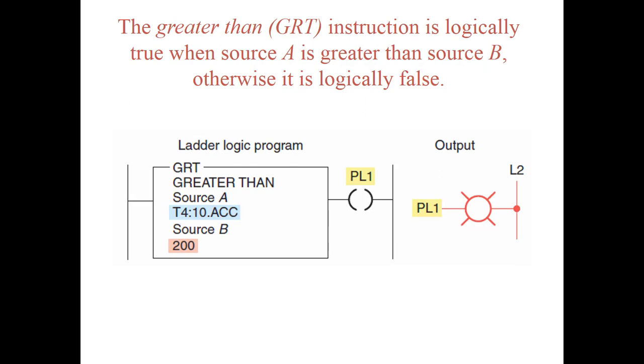Here is one where they just put the values in. There's no N7 file. Somewhere in the program there's a timer that we've turned on, and the timer is running 1, 2, 3, 4, etc., and it's going to time up to 200 seconds, and the light is not going to be on. But once it hits 201, because we're looking for greater than 200, the light will come on. That's greater than.